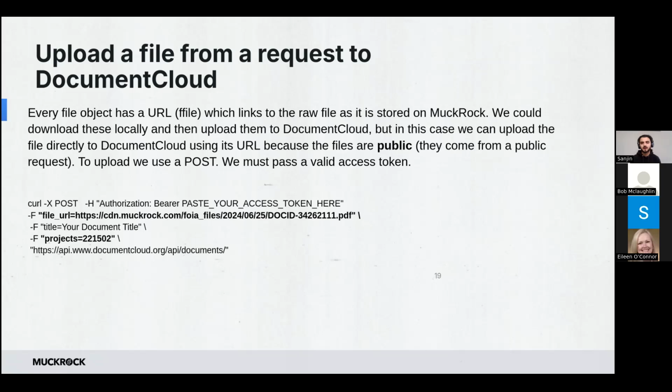To upload, we use another POST because we're creating a document on DocumentCloud. And again, because this is a resource that you actually need a DocumentCloud account for, you do need to pass in your access token. So at this point, if you've generated an access token at the very beginning of the presentation, it is probably expired. So you would have to refresh the token in order to get a new access token to actually run this curl command.